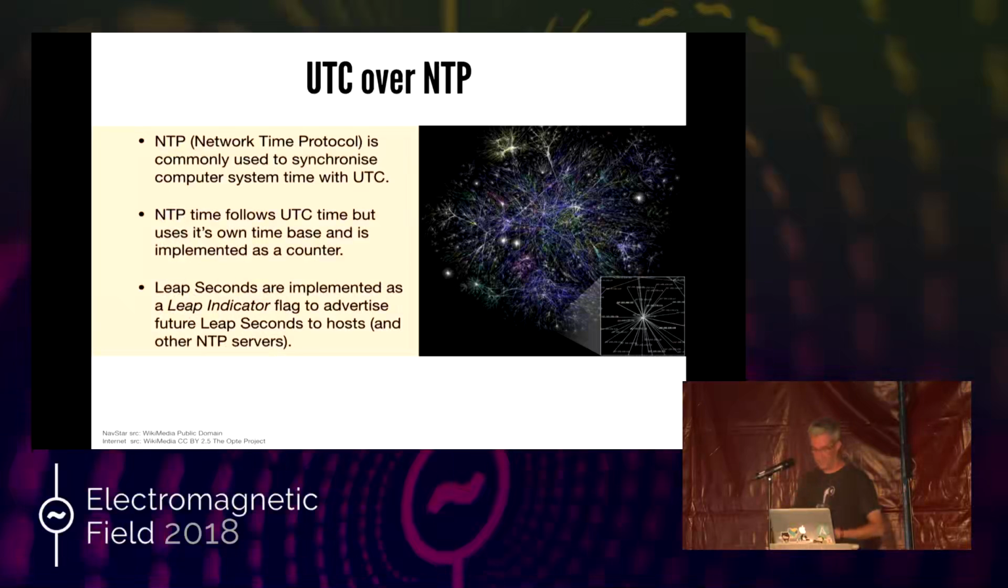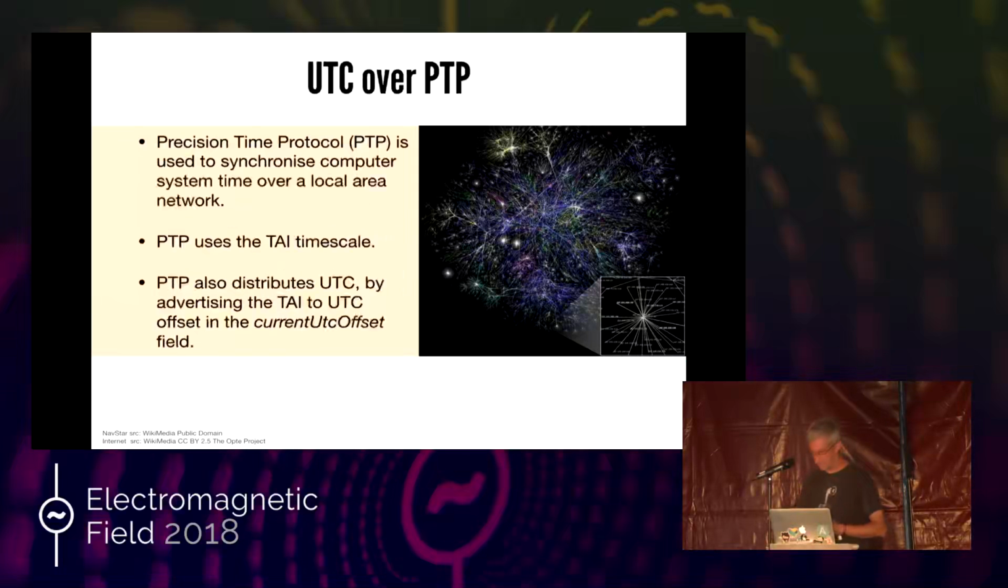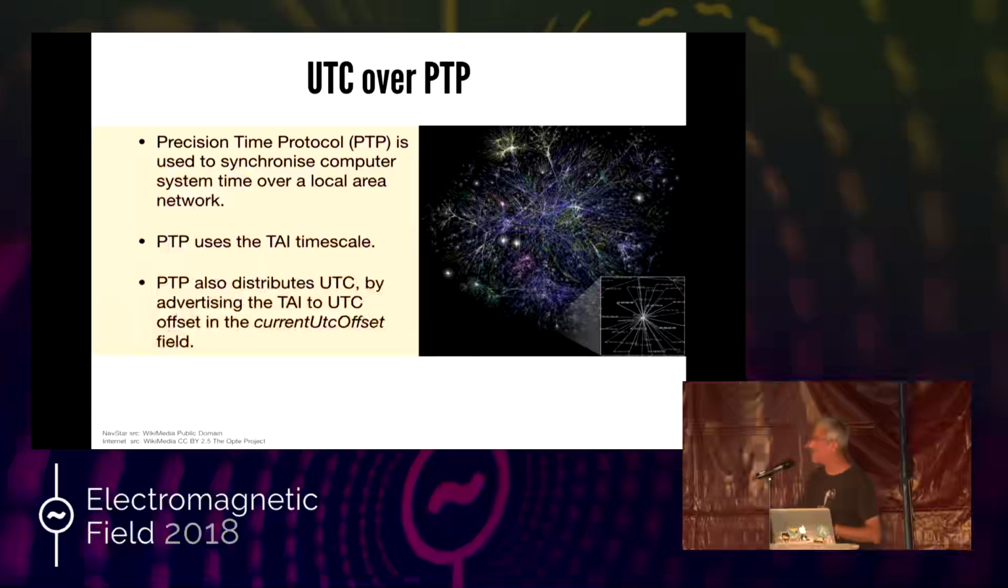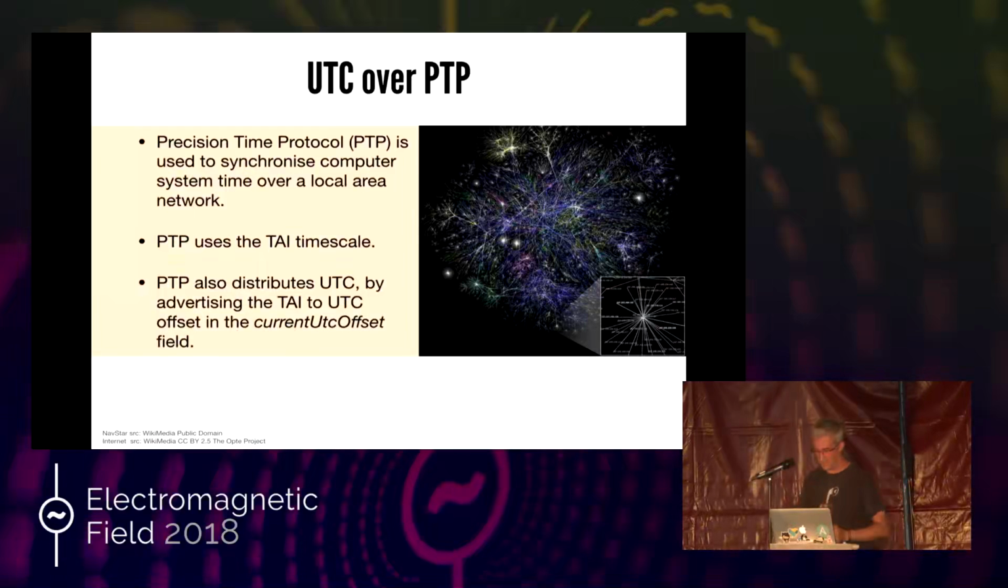So there's a couple of flags in NTP that tell you if the leap second is coming. NTP can be a bit wobbly because there's lots of implementations of it, but precision time protocol, I quite like this. This is an atomic time scale, so it basically tracks atomic time, but it has offsets to UTC. So it doesn't have any leap seconds, it just keeps the offsets up to date.